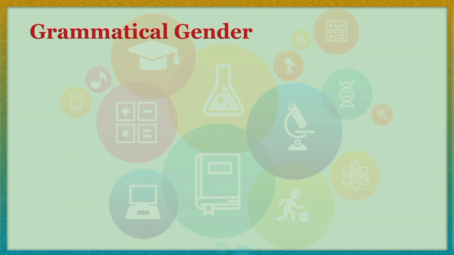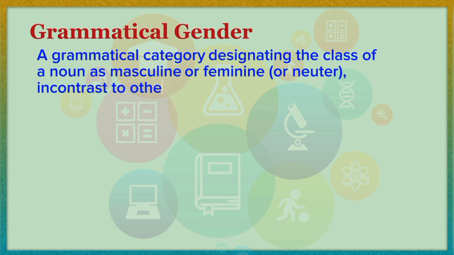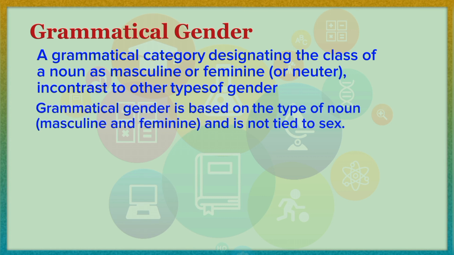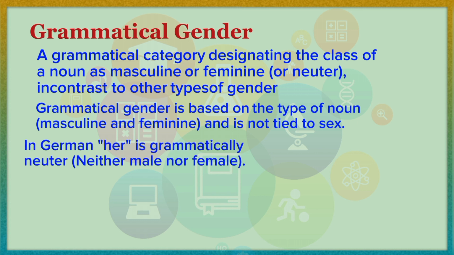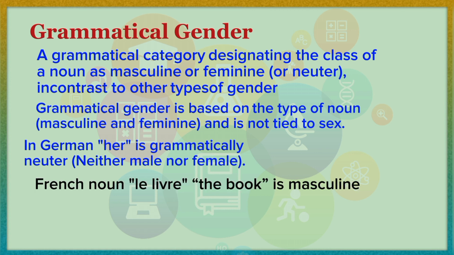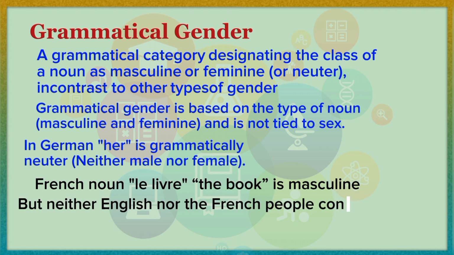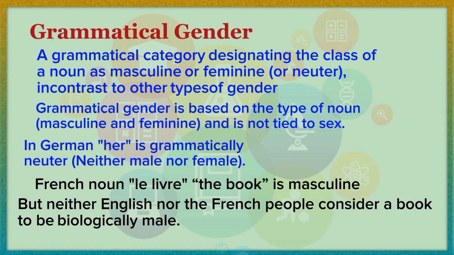Grammatical gender. A grammatical category describing the class of a noun as masculine, feminine, or neuter, in contrast to other types of gender. Grammatical gender is based on the type of noun, as masculine and feminine, and is not tied to natural sex, as male and female. A young girl is biologically female, but the German noun das Mädchen used to talk about her is grammatically neuter. The French noun Le Livre, the book, is grammatically masculine, but neither we nor the French people consider a book to be biologically male.